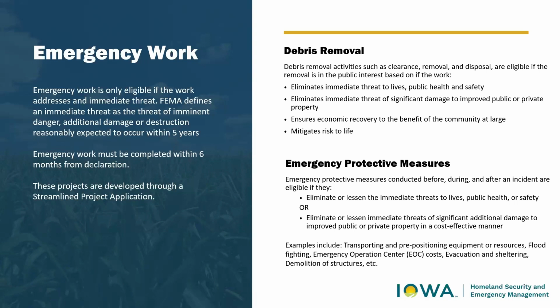Category B, emergency protective measures. This category is only eligible for overtime if using force account labor. And some examples of emergency protective measures are transporting and pre-positioning equipment or resources, flood fighting, emergency operation centers, evacuation, sheltering, demolition of structures.